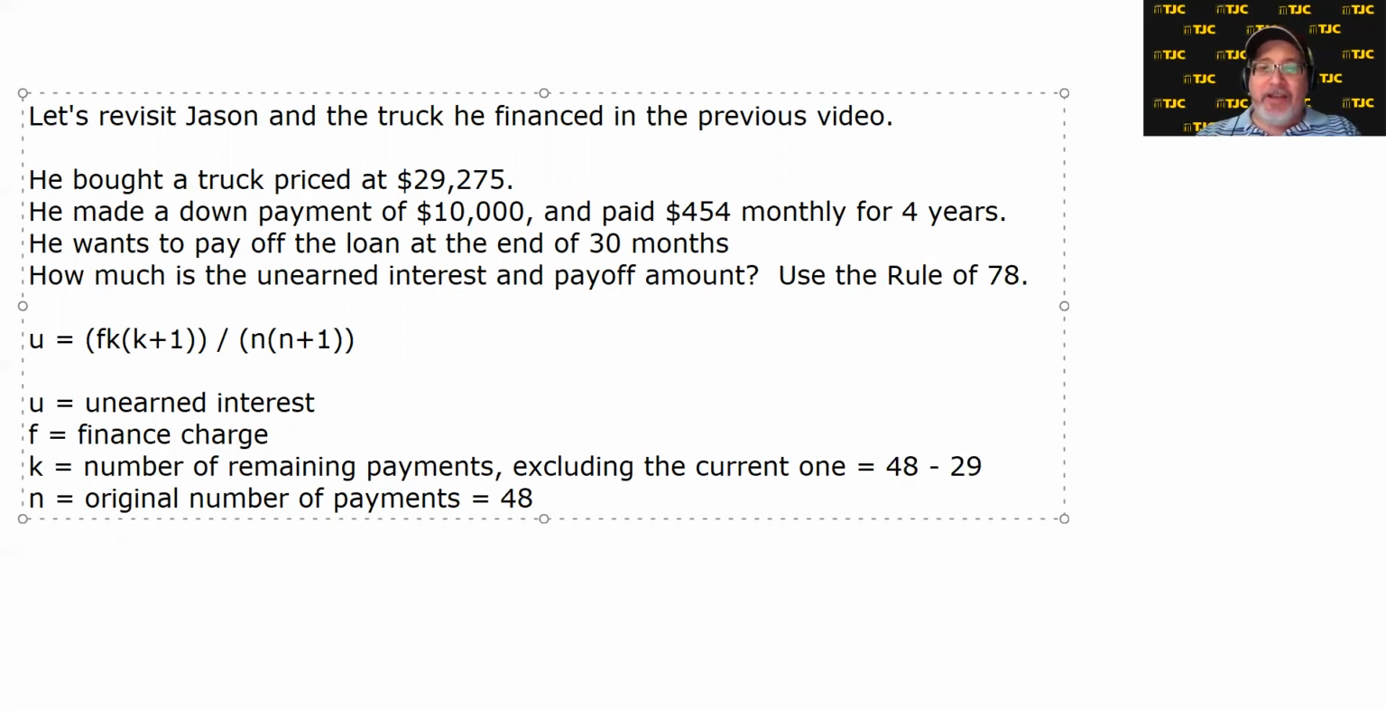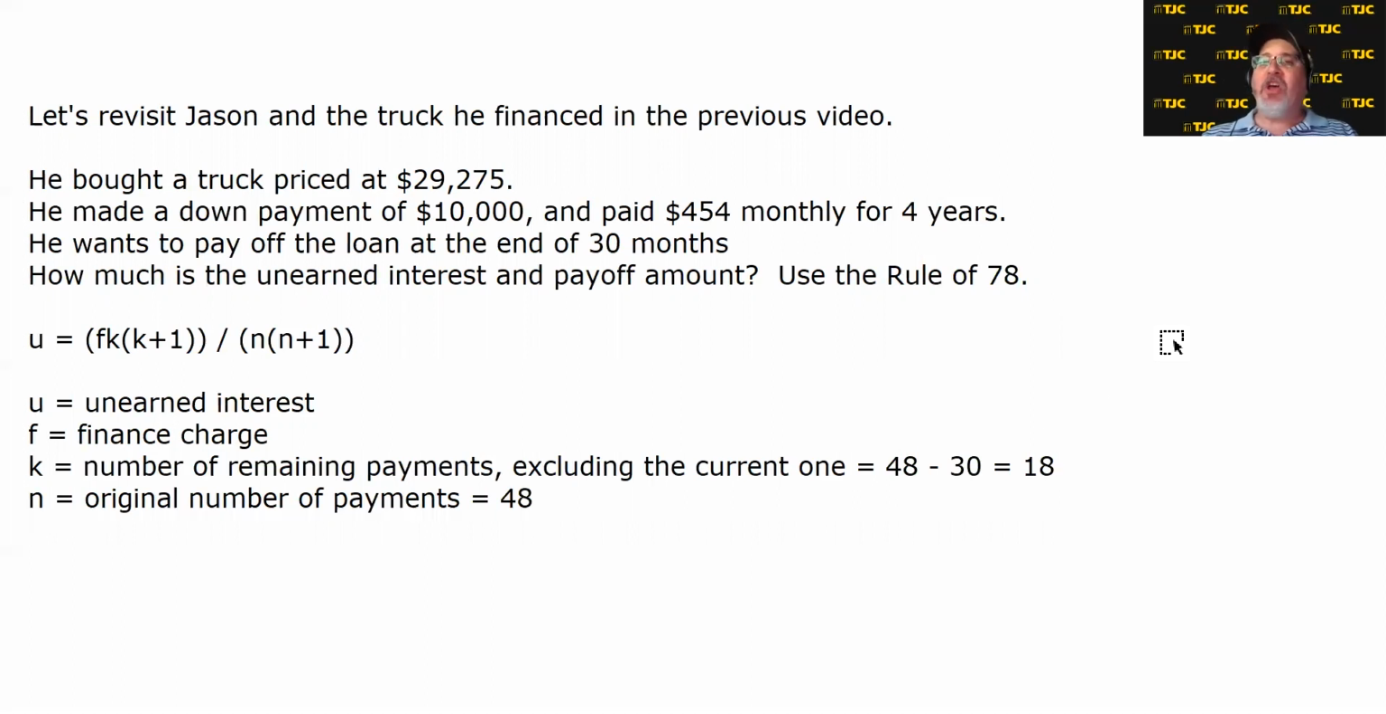48 minus 29 is... excluding the current one, so minus 30 is 18. So the number of remaining payments, excluding the one that we're currently at, my apologies. So we're at the 30th payment, that's the current one. So we have 18 payments remaining, 48 minus 30.